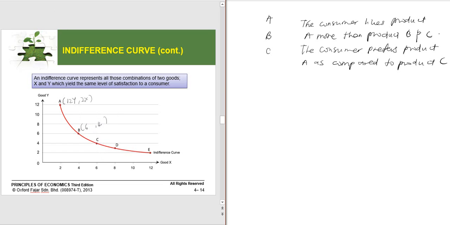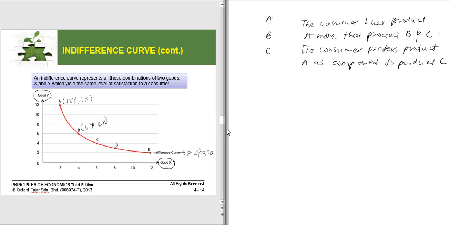Okay. Alright, and so on. So when you plot the graph, what you will get is a red curve here, which is called an indifference curve. It's showing the different combinations of good X and good Y which give the same level of satisfaction.